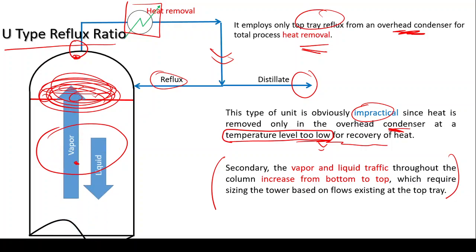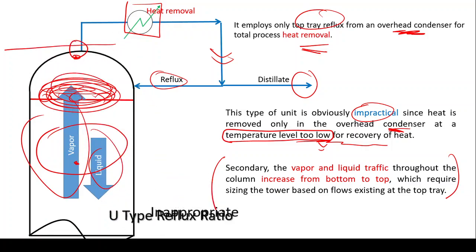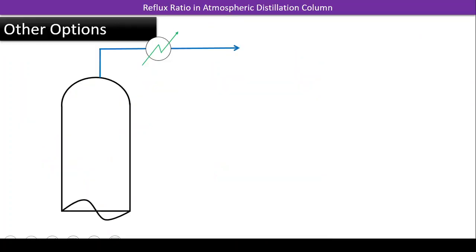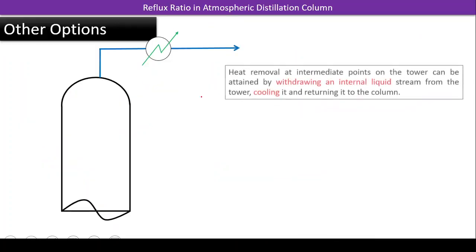So in short, if I say vapor is more and liquid is less, then the vapor-liquid traffic will be disturbed and equilibrium will be disturbed. So in short, the U-type reflux ratio is an inappropriate type of reflux ratio, and we have to search for some solution. So what could be the solution? That is the other option.